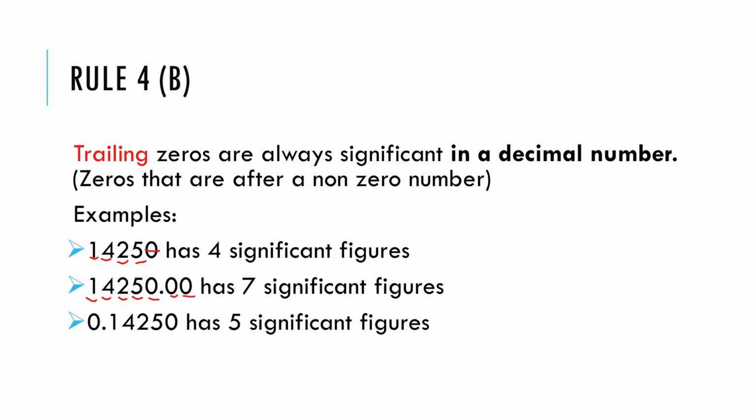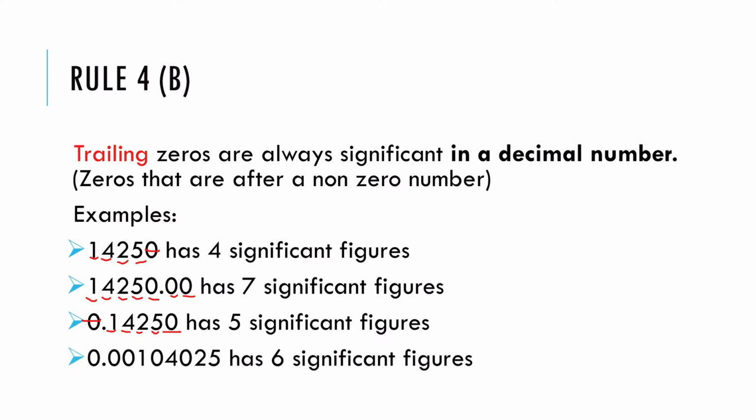In this number, our leading zero never counts. We have 1, 2, 3, 4 non-zero numbers. Rule 1 says that they are significant, and rule 4b says that because this is a decimal, the trailing zero is also significant. In this one here, leading zeros are not significant. We have 1, 2, 3, 4 non-zero numbers. We have our 2 trapped zeros, so this one has 6 significant figures.